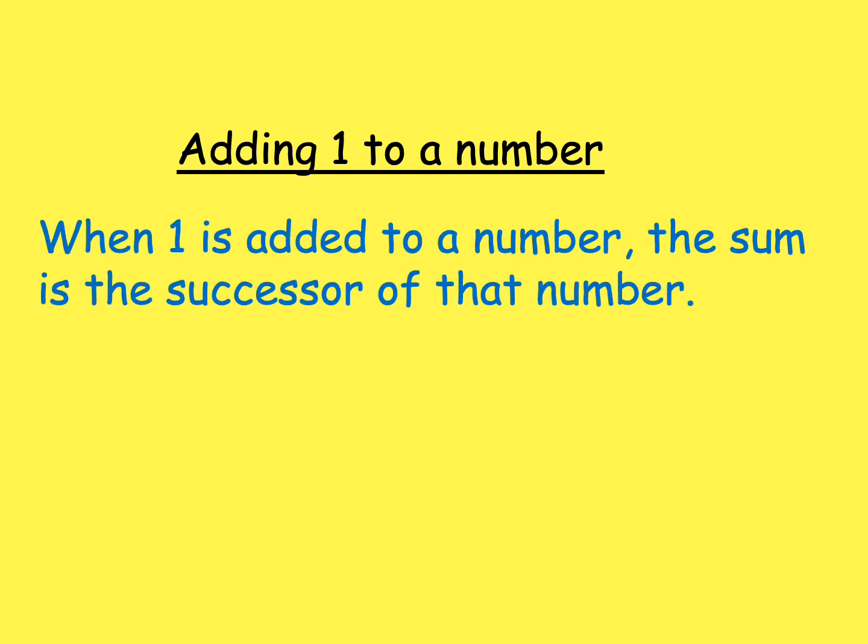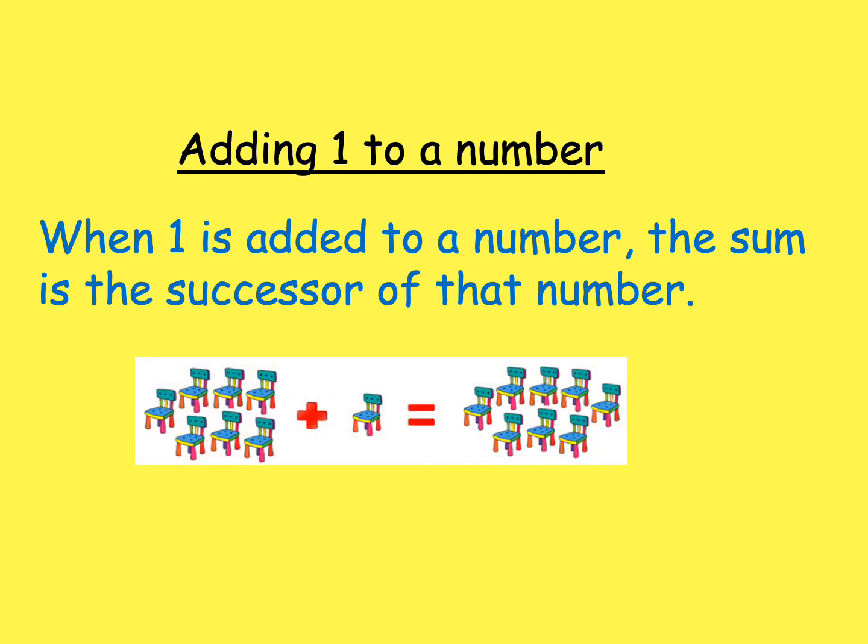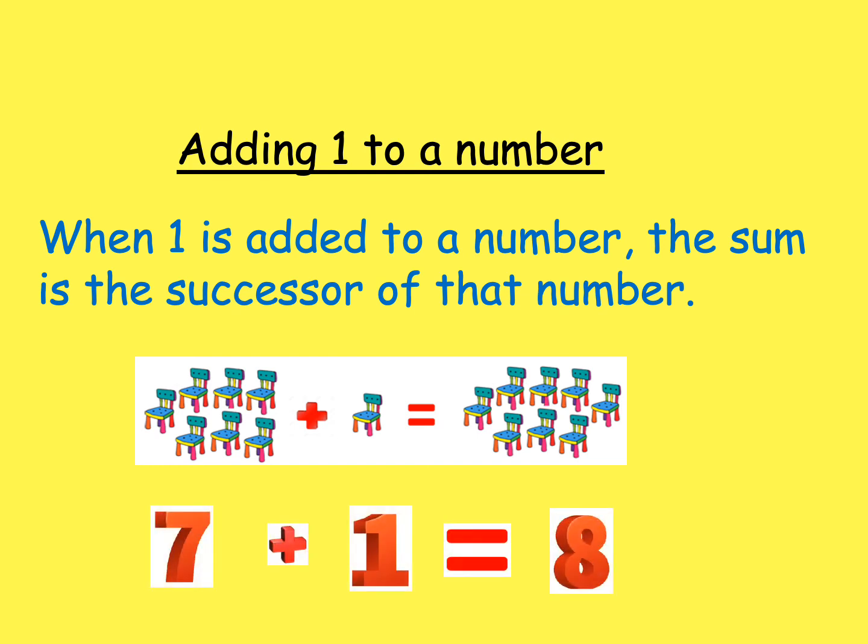When 1 is added to a number, the sum is the successor of that number. Now, what is a successor? Successor is the number that comes just after the given number. For example, successor of 3 is 4 and 10 is the successor of number 9. Let us understand this property with the help of an example. There are 7 chairs, and if one chair is added, we get 8 chairs, where 8 is the successor of 7. We say that 7 plus 1 is equal to 8. Therefore, whenever we add 1 to a number, the sum is the successor of the given number.